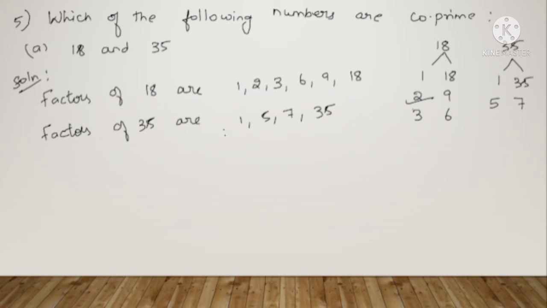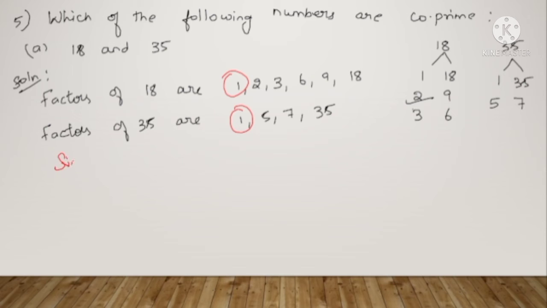Now check the common factors. So what are the common factors? 1 is a common factor, then any other thing? No. So we have the number 1 as the common factor for both the numbers 18 and 35. Therefore we say that 18 and 35 are co-prime.